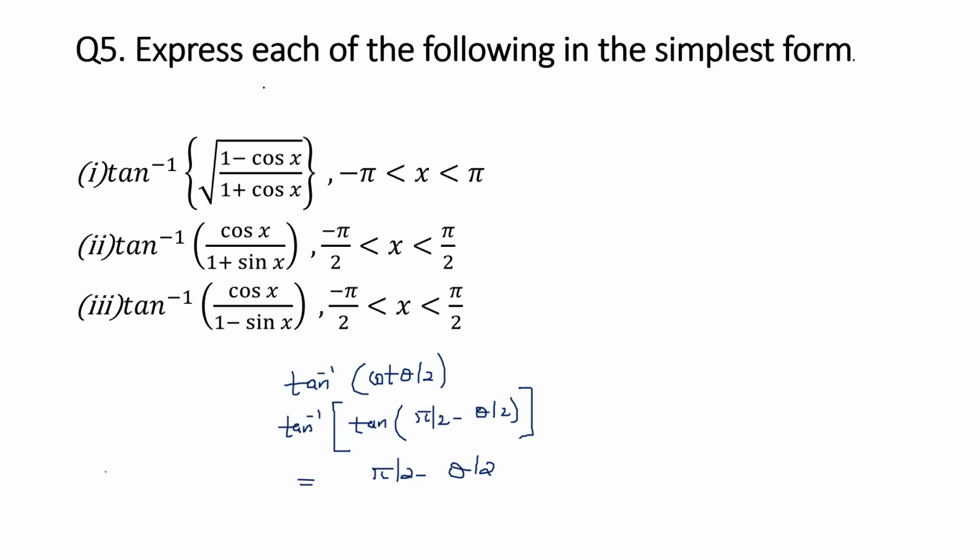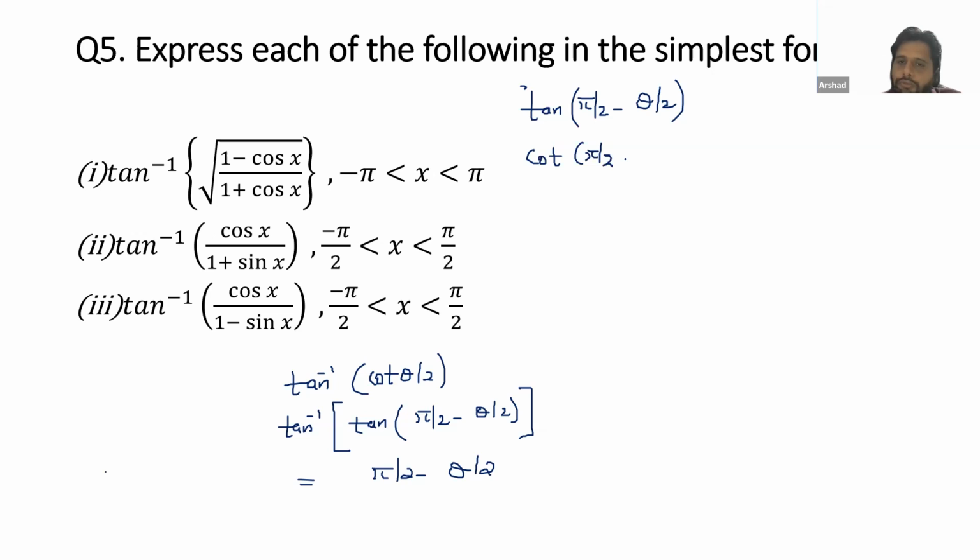Which formula for? So this tan pi by 2 minus theta by 2. Yes, these are the basic formulas. In case you have any ratio and you have a pi by 2, or a multiple of pi by 2, then this will change into another ratio. For example, if you have cot pi by 2 minus theta by 2, it will change into tan. Please remember, if you have an odd multiple of pi by 2, then cot changes into tan, sine into cos, cos into sine, sec into cosec, cosec into sec.